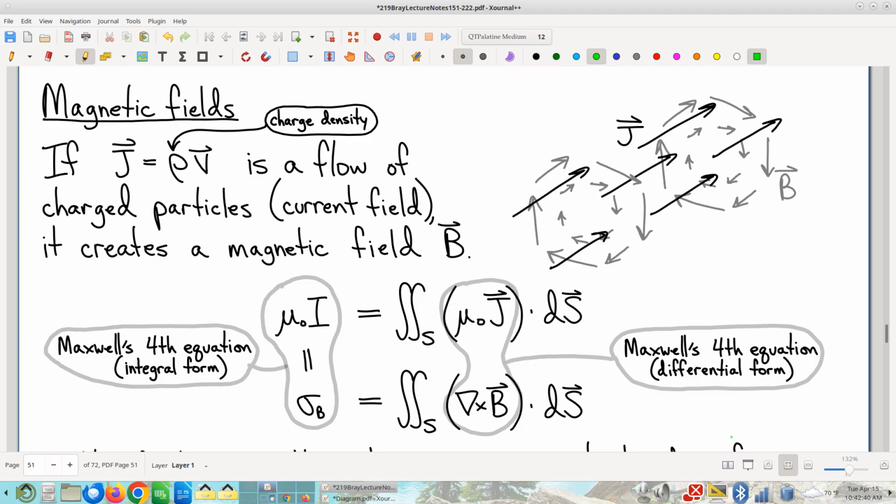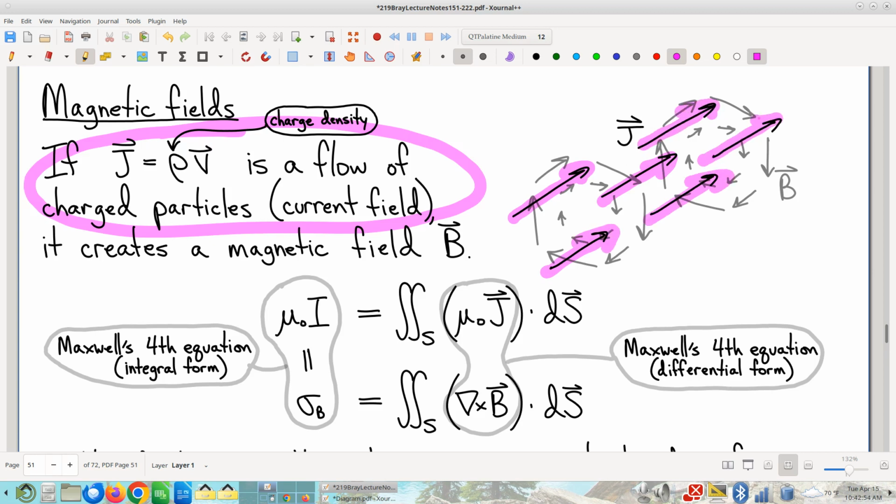what we observe is that if you have a flow of charged particles, what we call a current field, so a bunch of charged particles moving along, that creates a magnetic field. It just does. Again, nobody knows why. It just kind of is. And the magnetic field, in some sense, kind of goes around. It kind of rotates around the current. Yeah, again, in some sense. Okay, so that's observed. Now, that said, let's write some things down.